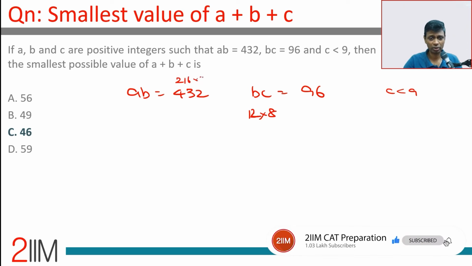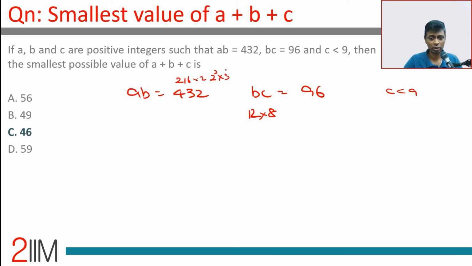432 is 216 into 2. 2 cube into 3 cube into 2. This is 2 power 4 into 3 cube. Keeping it in terms of prime factorization could be easier. C could be 8, B could be 12. Keep it close. C could be 6, B could be 16. Can't, 4 won't work. 4, 5 won't work. 4 into 24. 3 into 32. 2 into 48. 1 into 96 I think is outlandish. Even this we don't need to worry about. It's one of these four.